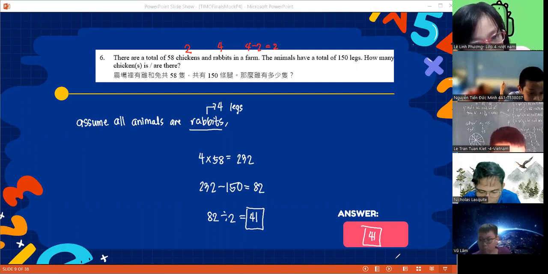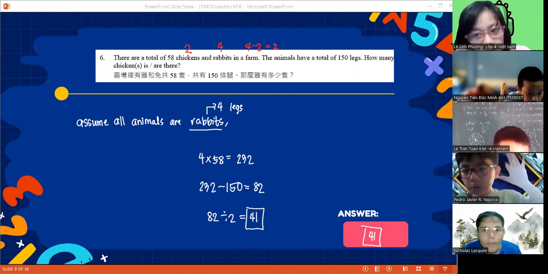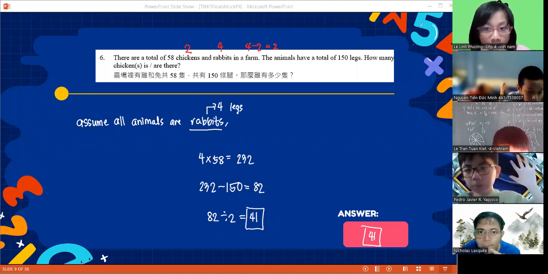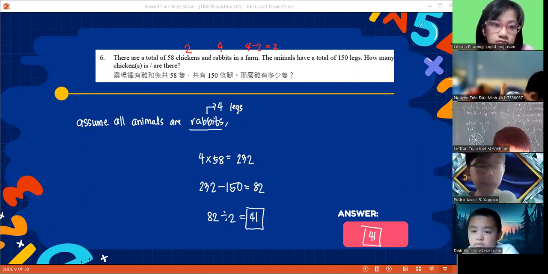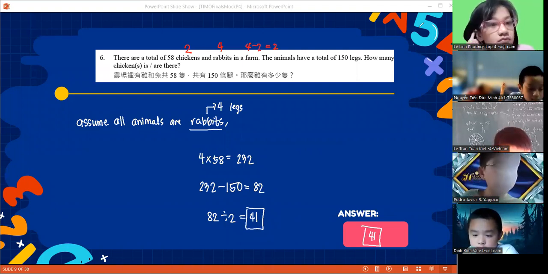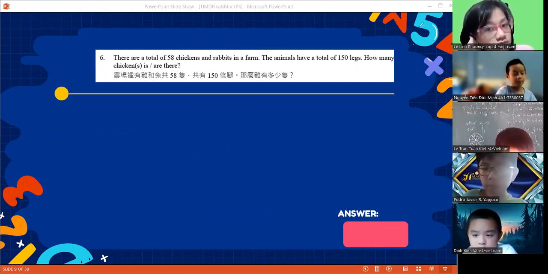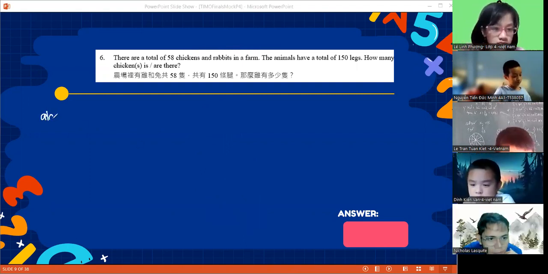So we're going to continue now with number 7. Pedro asks whether the algebra method works for this question. Yes, it still works, the algebra method. So I can show you the algebra method.